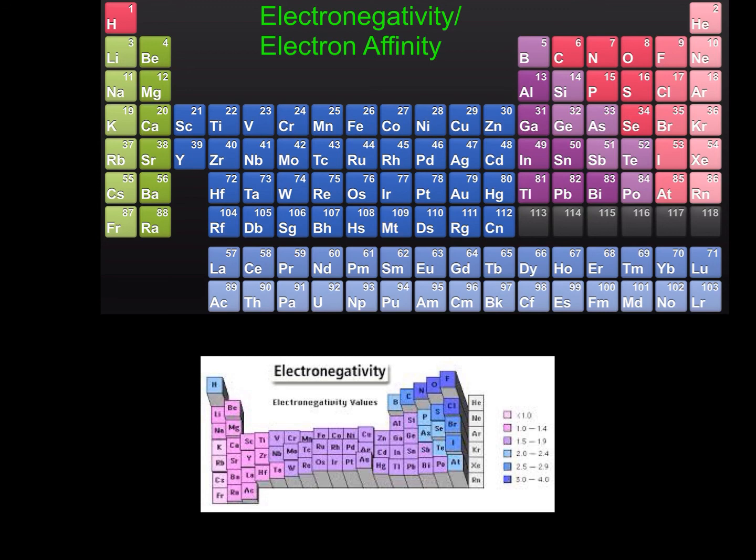For electronegativity and electron affinity, they're pretty much the exact same thing, but they're defined differently. One is the amount of energy either gained or lost whenever an electron is added. Electronegativity is the ability to attract an electron. So they're both relating to that addition of a new electron. They both follow the exact same trend.